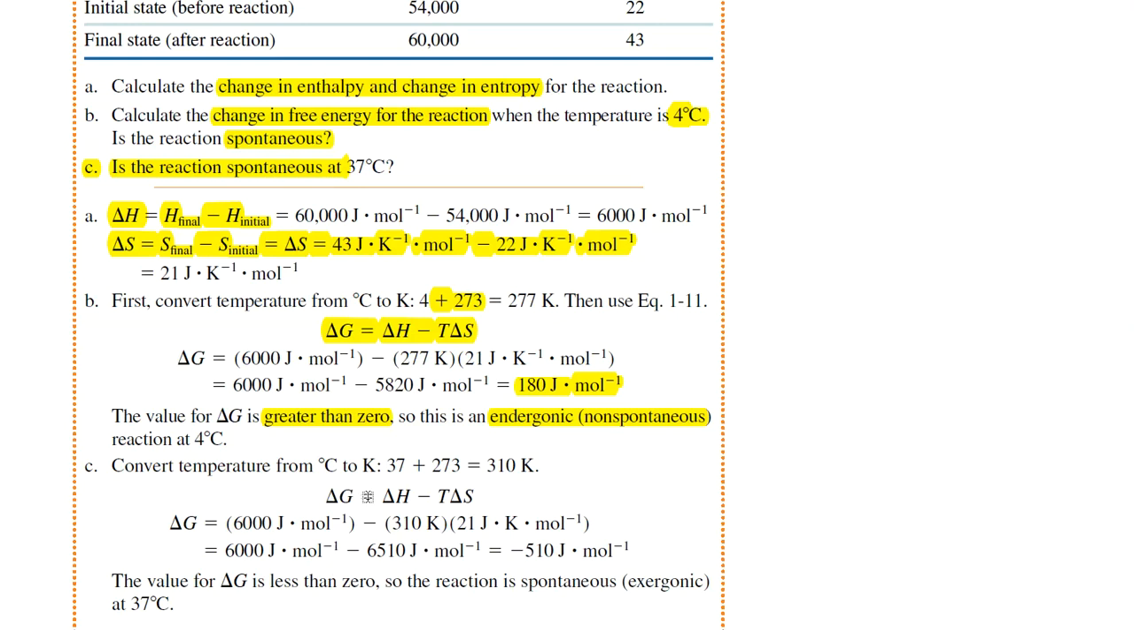So again the same formula, just T will be 310 Kelvin. The answer is minus 5110. So the minus sign is very important here. If del G is less than 0, then it is exergonic, which is spontaneous. So endergonic is non-spontaneous and exergonic is spontaneous.